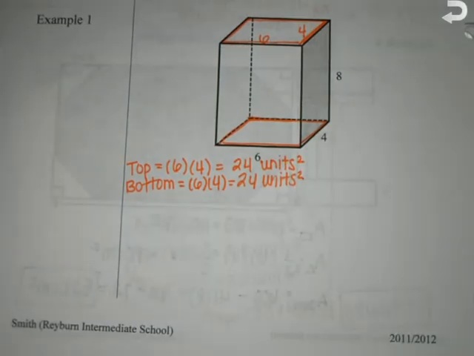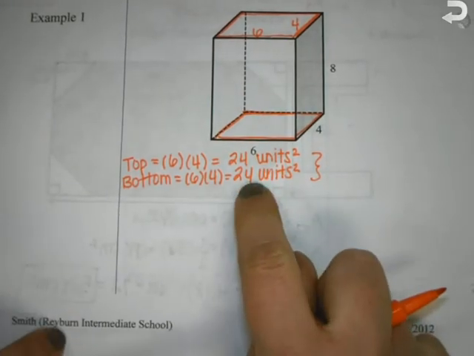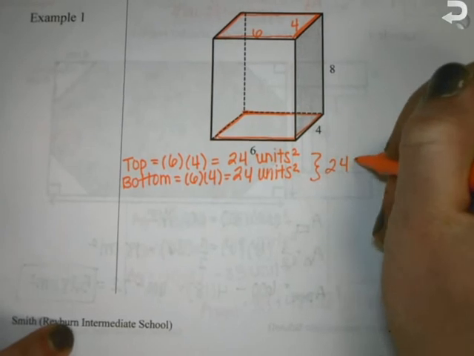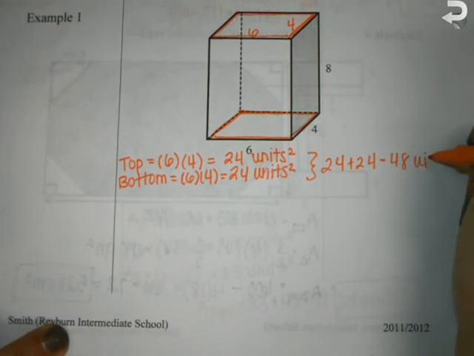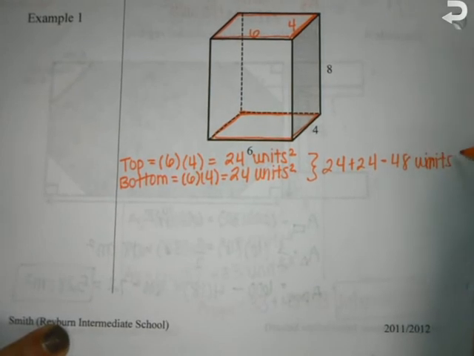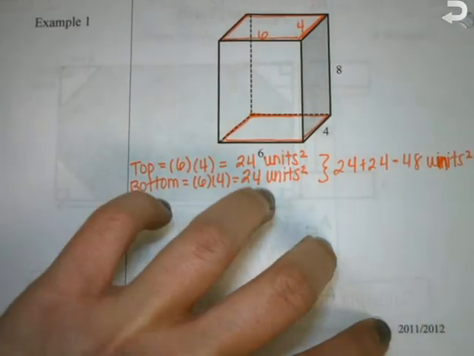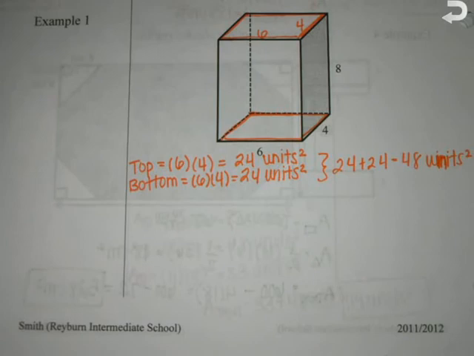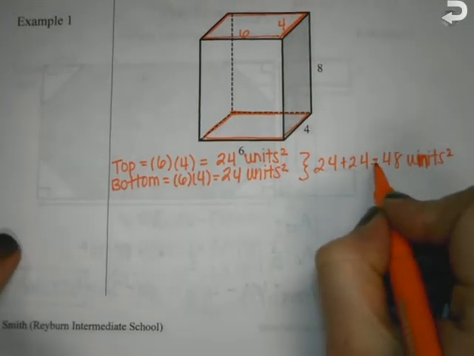Okay. So to save ourselves some time, let's add those together right now. What's 24 plus 24? 48. So 24 plus 24 equals 48 units squared. Good. Thank you, Brianna. Units squared. It's 24 plus 24 equals 48. I'm sorry. There. Better? Okay.